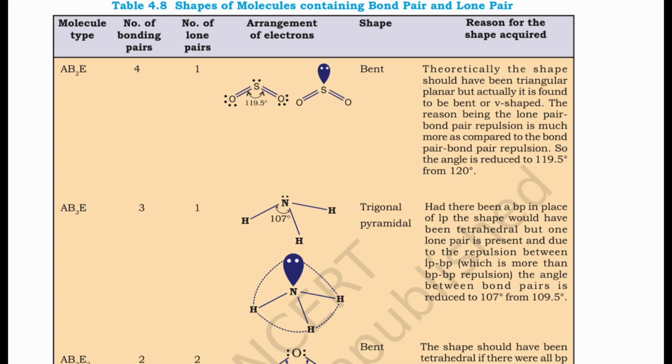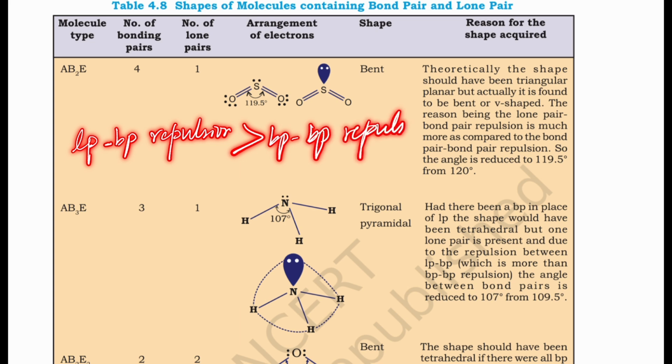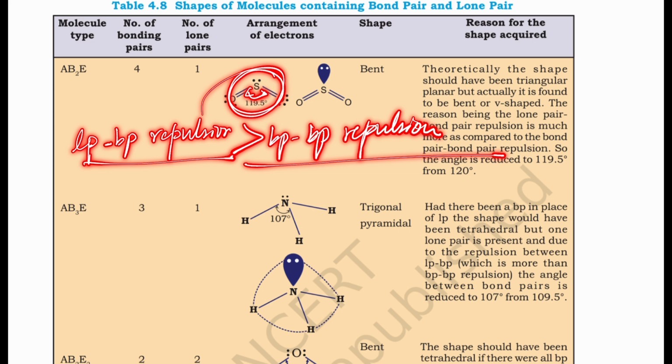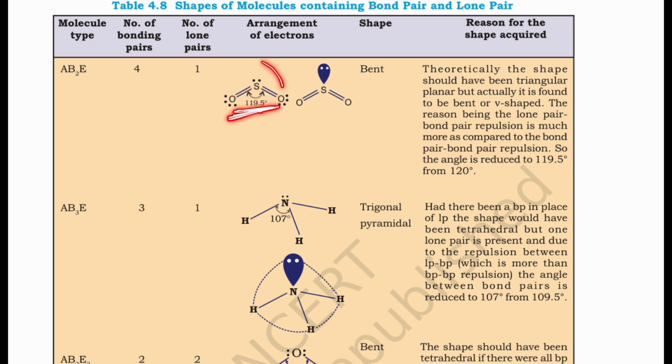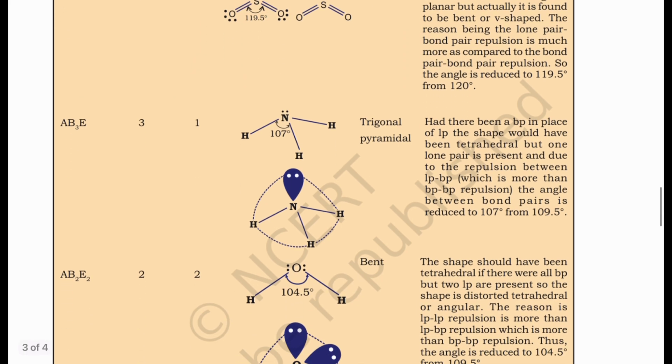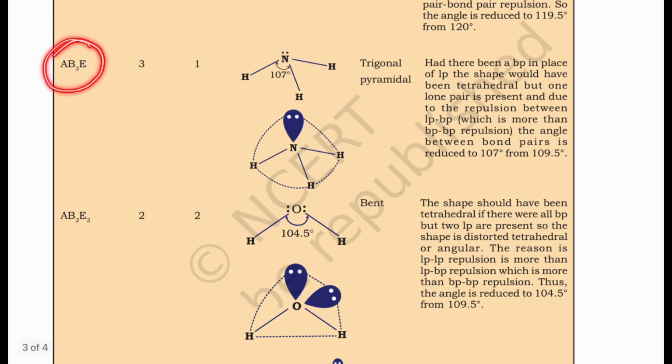So here a good question is why the bond angle is less than 120? Because lone pair bond pair repulsion is more than bond pair bond pair repulsion. This is the reason making the bond angle less than 120, and you have to remember the bond angle 119.5.